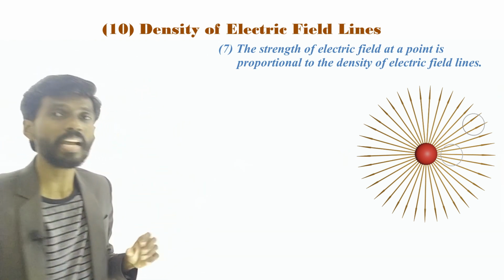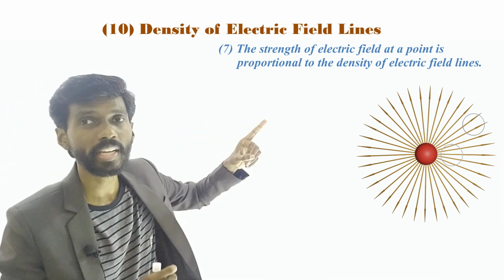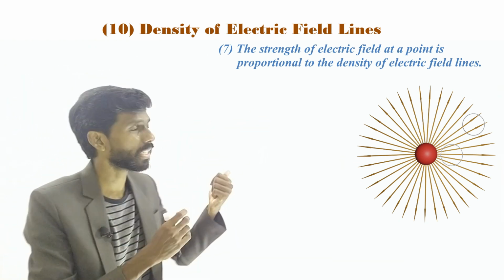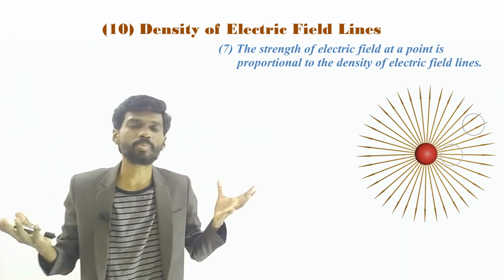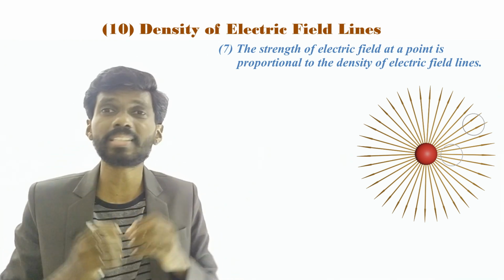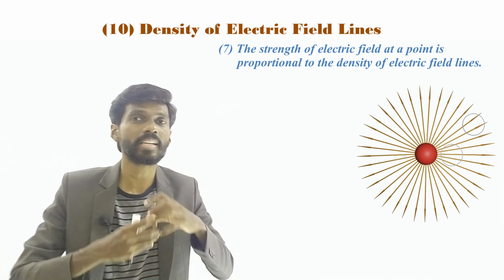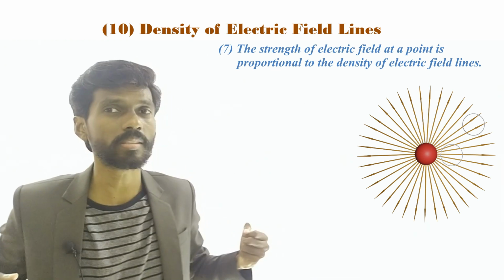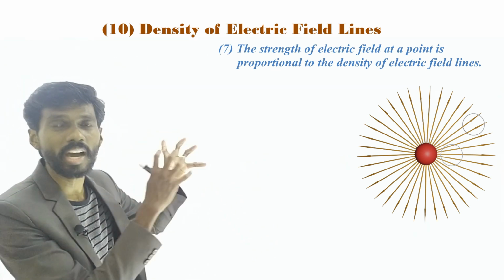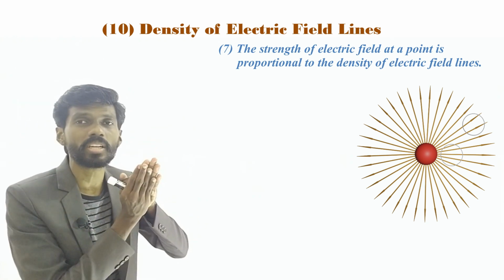Do you understand? That means the electric field strength at that point is less compared to the electric field strength at this point, because as we know, closer to the charge the electric field strength is more. And if you move farther away from the charge, the electric field strength weakens. At a point closer to the charge, the electric field lines are closer to each other, which means denser.